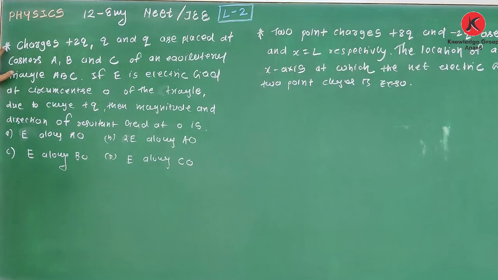Charges plus 2q, q and q are placed at corners A, B and C of an equilateral triangle ABC. If E is the electric field at the circumcenter O of the triangle due to charge plus q, then the magnitude and direction of the resultant field at O is. You are given 4 options.